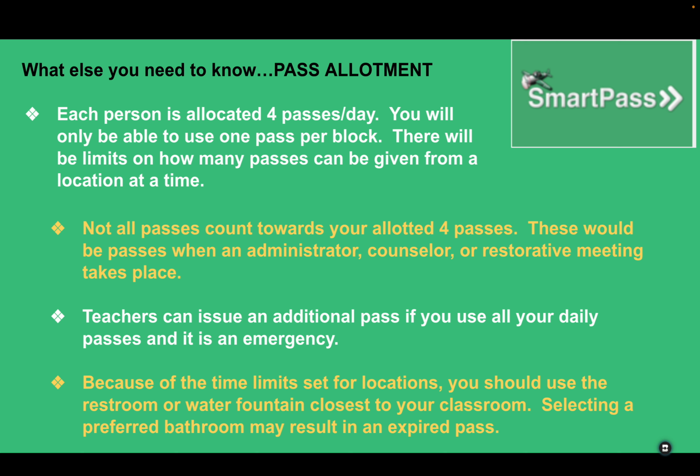Each person is allocated 4 passes per day, the equivalency of 1 per block. Now, you need to know that each classroom will only allow 2 passes to be generated at any given time, 2 open passes. And there are limits as to how many passes can be given to certain locations. So, for example, the girls' restroom upstairs, only 4 open passes will be given at any given time. More people can't be in there waiting for a stall to open up.